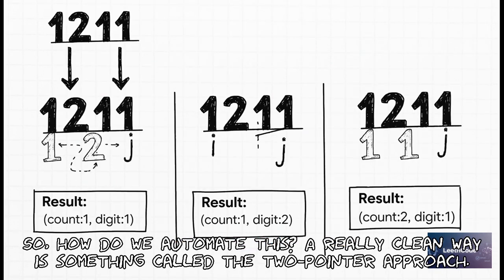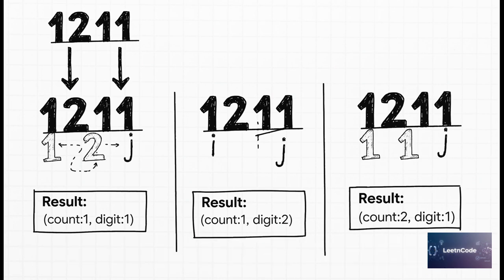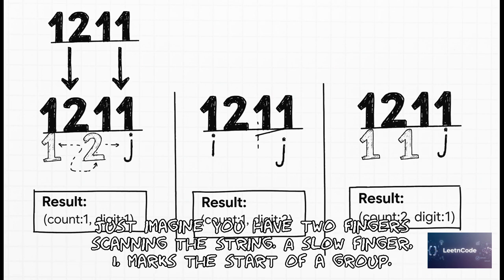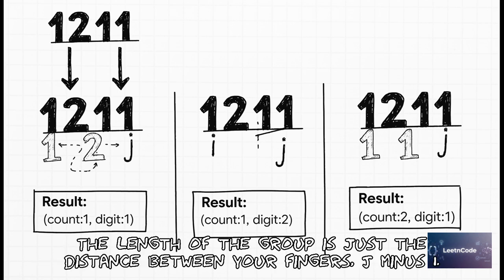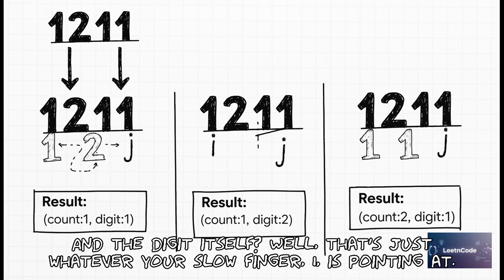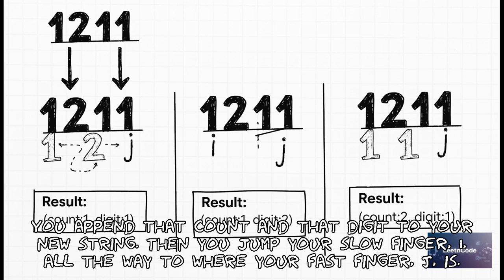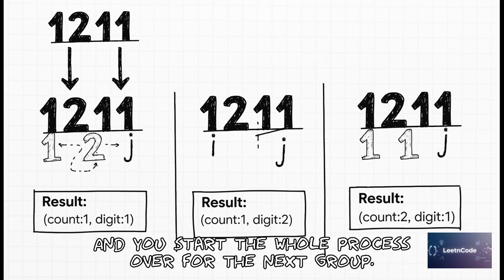A really clean way is something called the two-pointer approach. Just imagine you have 2 fingers scanning the string. A slow finger, i, marks the start of a group. A fast finger, j, slides forward to find where that group of identical numbers ends. The length of the group is just the distance between your fingers, j minus i. And the digit itself? Well, that's just whatever your slow finger, i, is pointing at. You append that count and that digit to your new string, then you jump your slow finger, i, all the way to where your fast finger, j, is, and you start the whole process over for the next group.